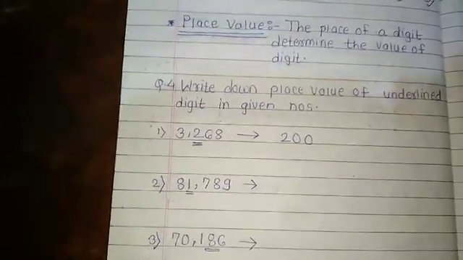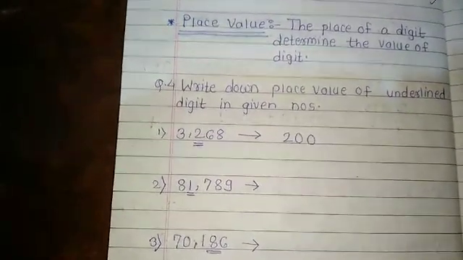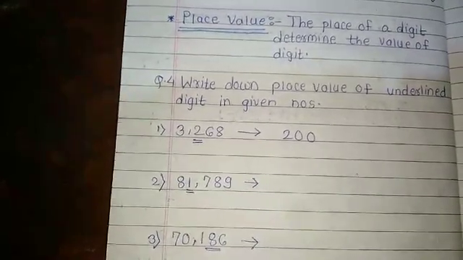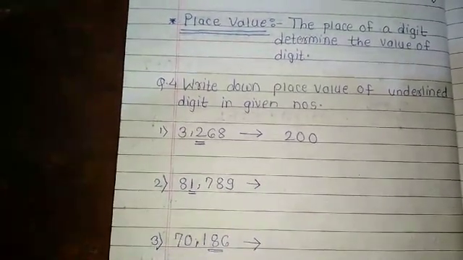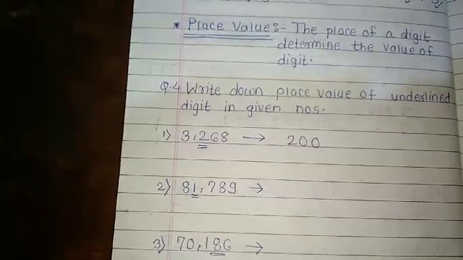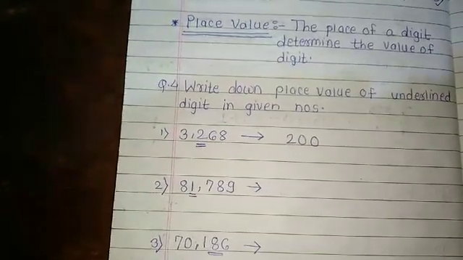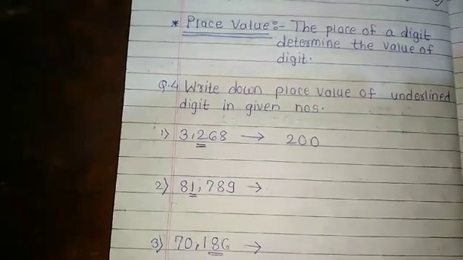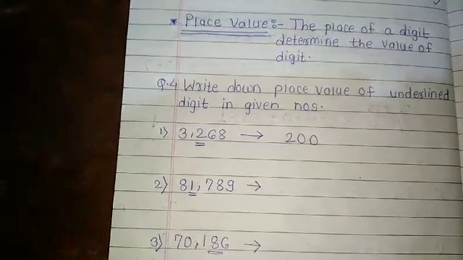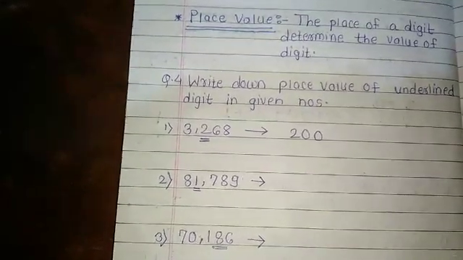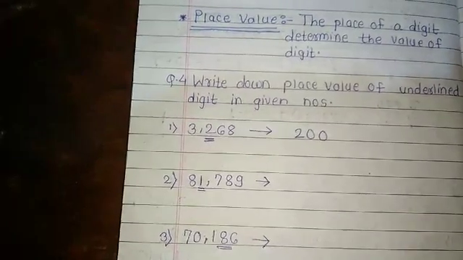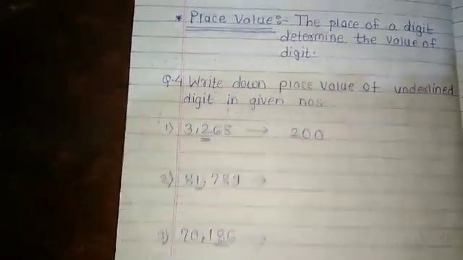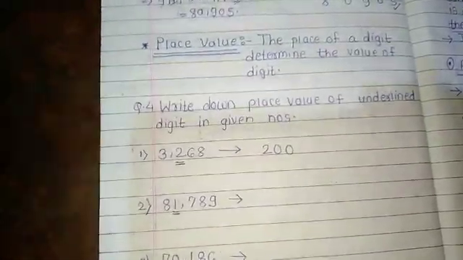So place value determines the value of the digit on that place. If the number is present at 10 place, for example, at 10 place it is 4, then the place value of that digit is 40. If it is at 100 place, then the value of that digit is in 100. If it is at 1000 place, it means the value of that digit is in 1000.